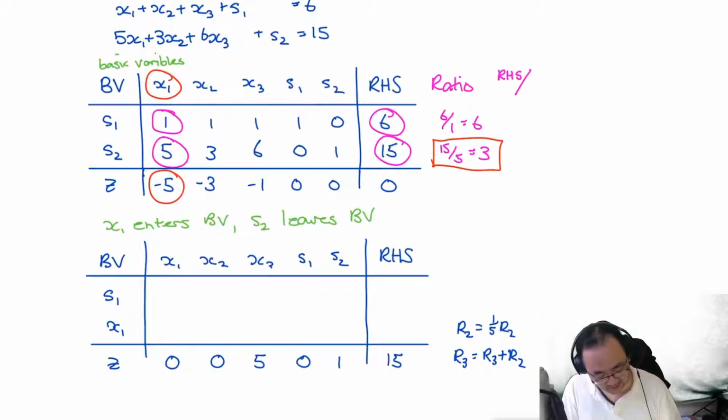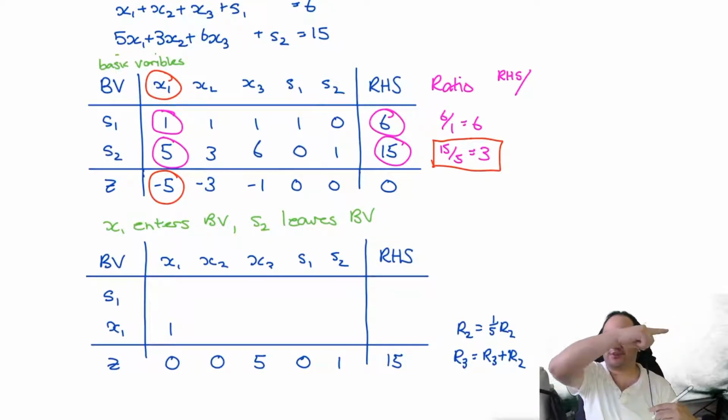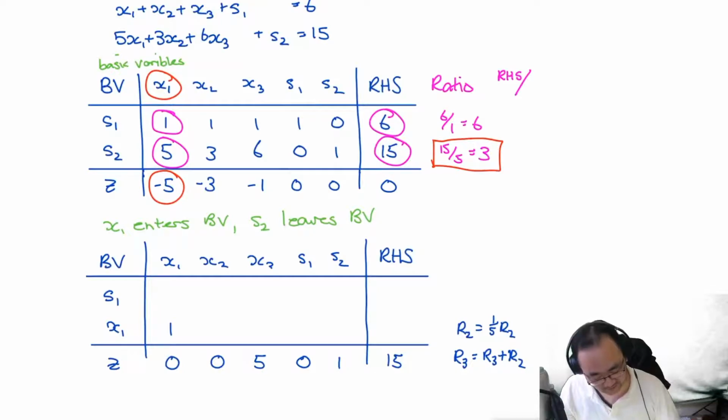So what's happening here is that, for the second row, 5 divided by 5 is equal to 1, and I'm just going across the row. 3 divided by 5 is going to be 3 on 5. 6 divided by 5 is going to be 6 on 5. 0 divided by 5 is 0. 1 on 5. And then 15 divided by 5 is going to be 3.